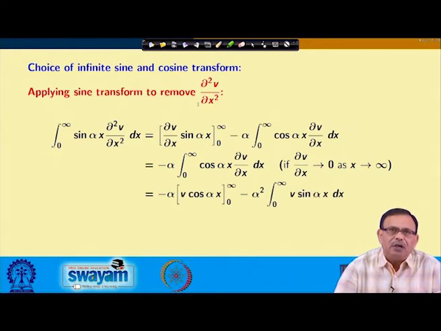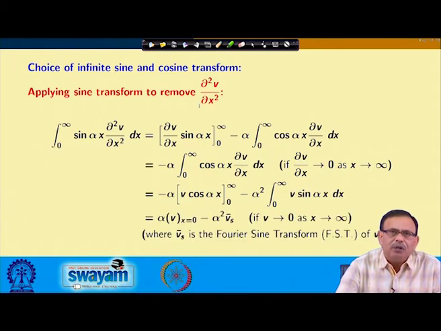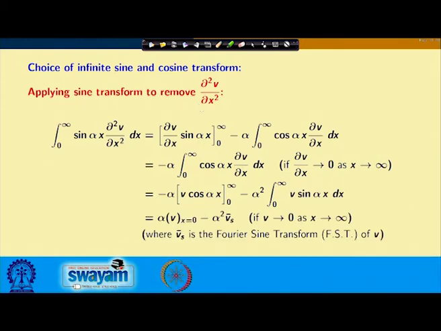Again, if I integrate it, I will obtain this. For the first limiting value, at x equals 0, I am obtaining alpha into v at x equals 0. And for the second term, for x equals infinity, I am assuming that v approaches 0 as x approaches infinity. And 0 to infinity v sin alpha x dx is nothing but the Fourier sine transform of v, which we are denoting as v bar s.